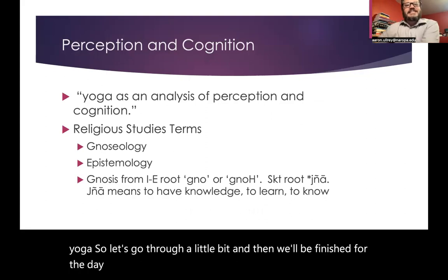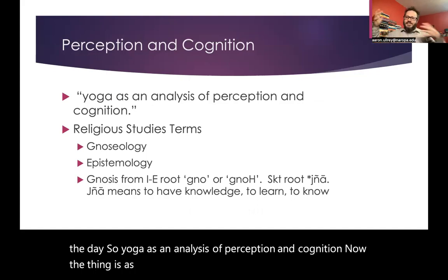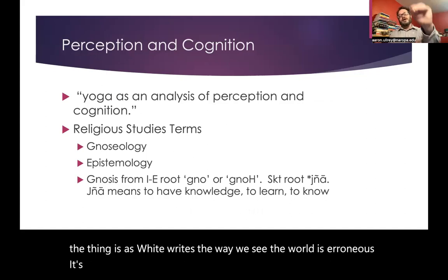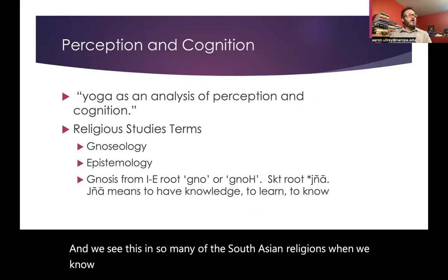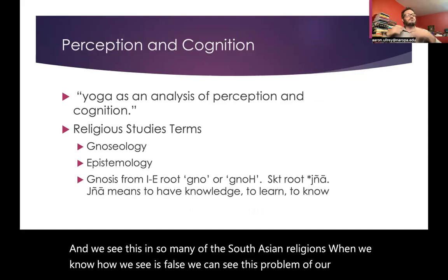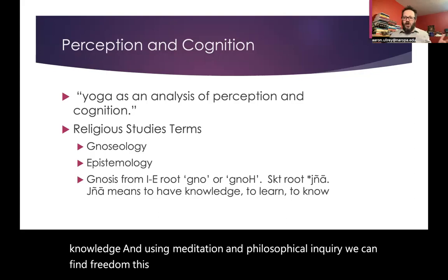So yoga as an analysis of perception and cognition. Now, the thing is, as White writes, the way we see the world is erroneous. It's false. And we see this in so many of the South Asian religions. When we know that how we see is false, we can see this problem of our false knowledge, and using meditation and philosophical inquiry, we can find freedom. This argument is found in almost all the Indian traditions.